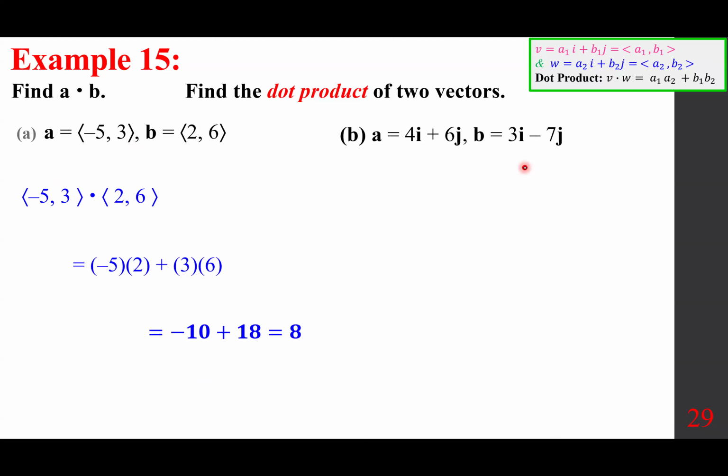What about these two? We are going to dot product A and B, and we are going to multiply the components. 4 times 3 plus 6 times negative 7. 12 minus 42 is negative 30.